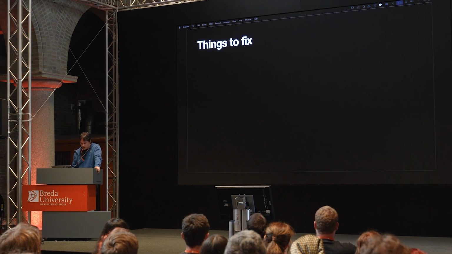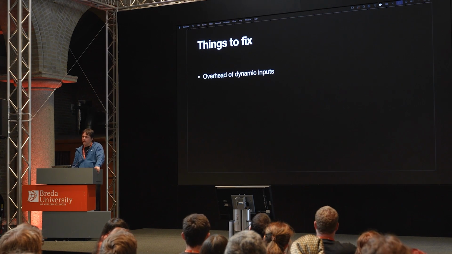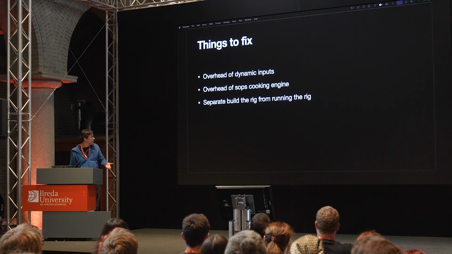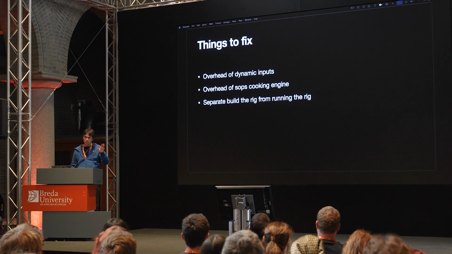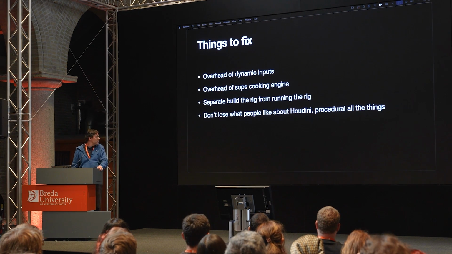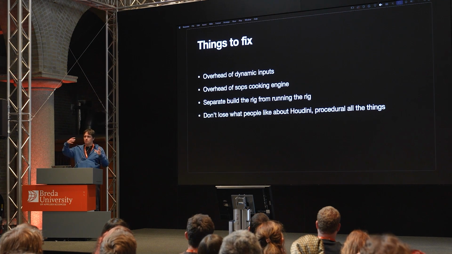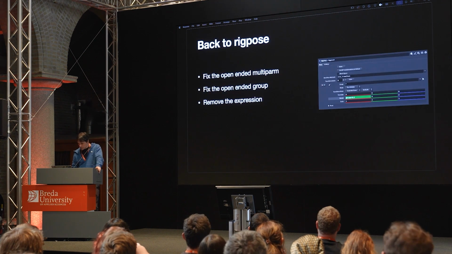So what do we have to fix? We've got to fix the overhead of all these dynamic inputs. We have to fix the overhead of the SOP cooking engine. We have to separate building the rig from running the rig. Ideally, you build it once, and then you run it once. You don't build it and run it every single frame. But you also have to keep this Houdini proceduralness. So it's a bit of a mixed bag of problems.